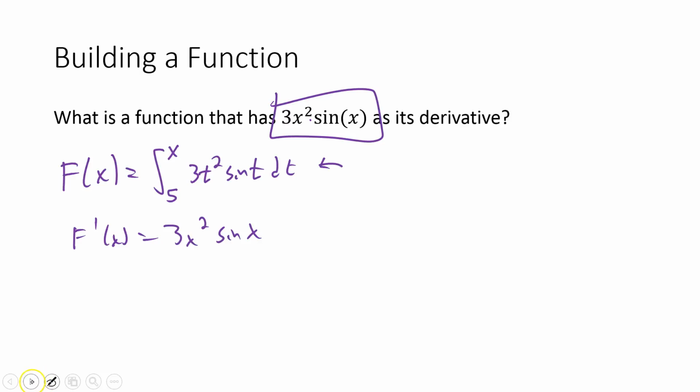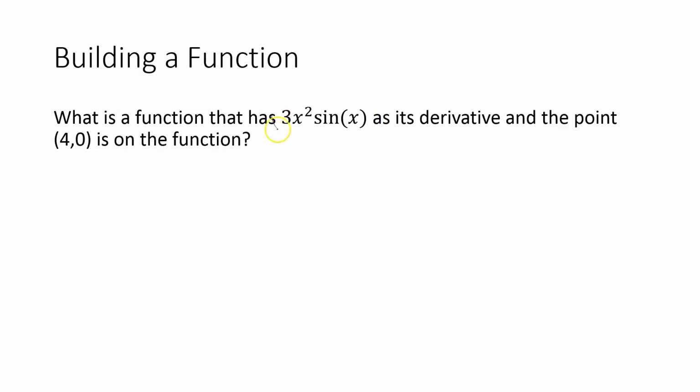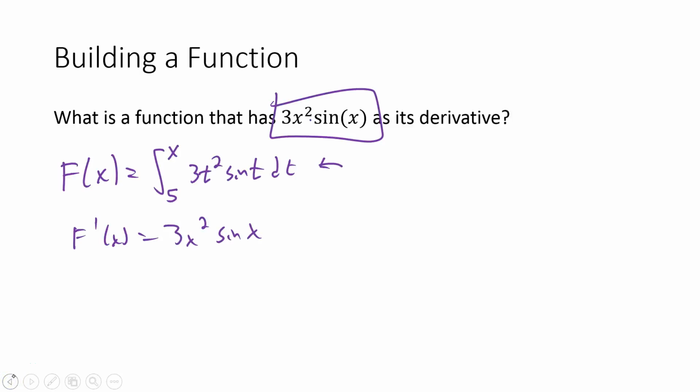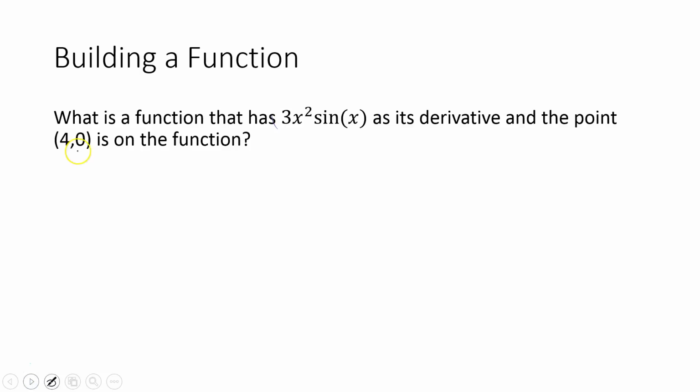So now we're going to add one more little piece to it. Say, okay, this is the derivative, but I also want (4, 0) to be on the function. Well, on the last problem, if I plugged in 4, F of 4 would be the integral from 5 to 4 of this function, which would be pretty difficult to do. I have no idea how to find that area. But if I know that when I plug in 4, I want it to give me 0, that I can deal with. Because there's one thing I know.